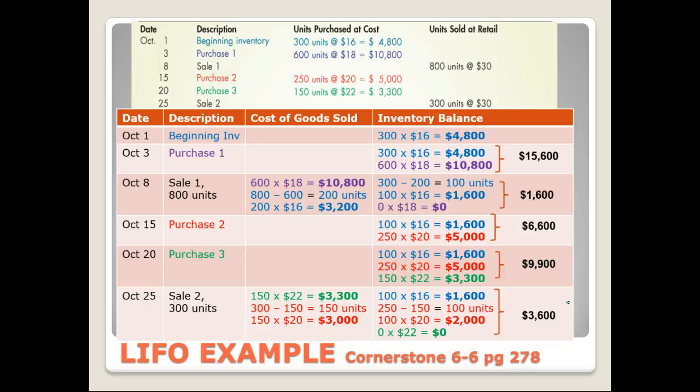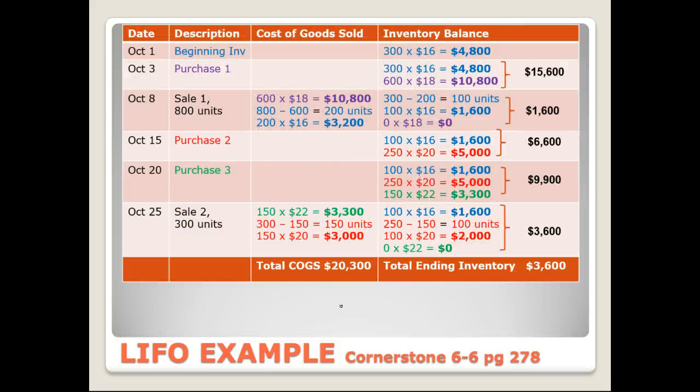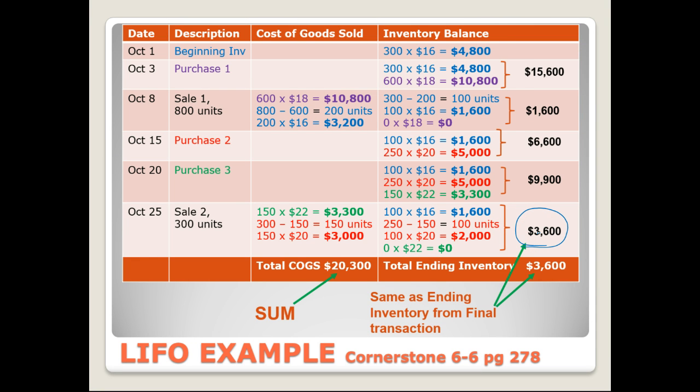Notice that first sale. I go right to the most recent. I use it all up, and then I grab some from the earlier purchases. When I get to my second sale, I go straight to the most recent, and then I go to the one before that. Notice, at the end of the month, I still have 100 units left of what I started with. 100 units of my original beginning inventory. Now, the total ending inventory is exactly the same as whatever I had in ending inventory after the final transaction.